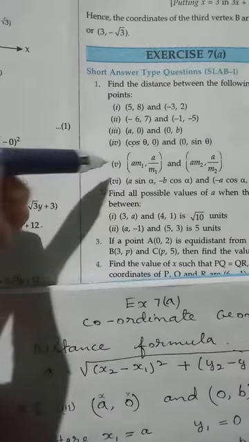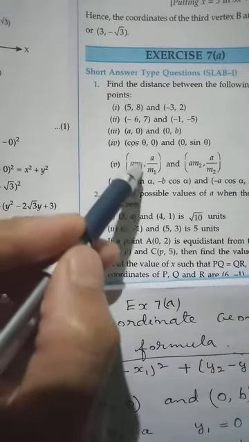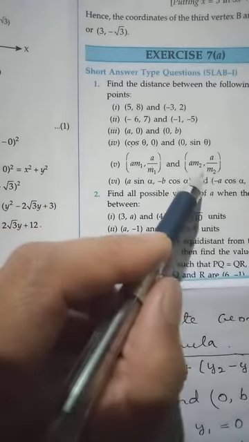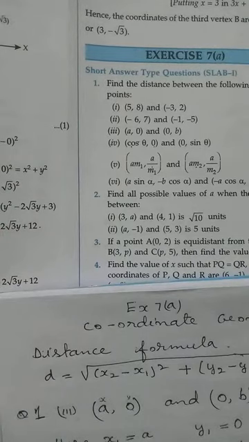So in a similar way, let us try with number 5. Here also, we can take this one as our x1, y1, x2, y2. Next, we have to find the distance between them.